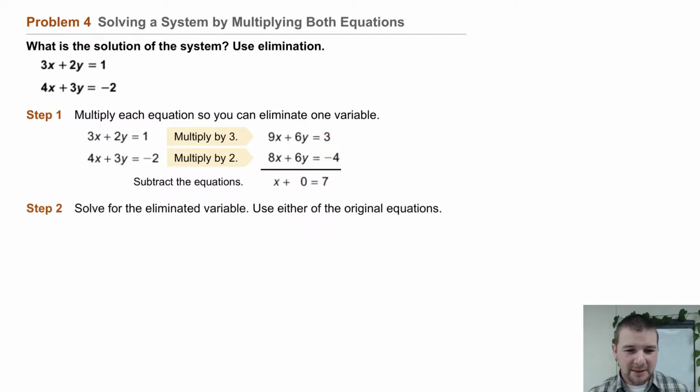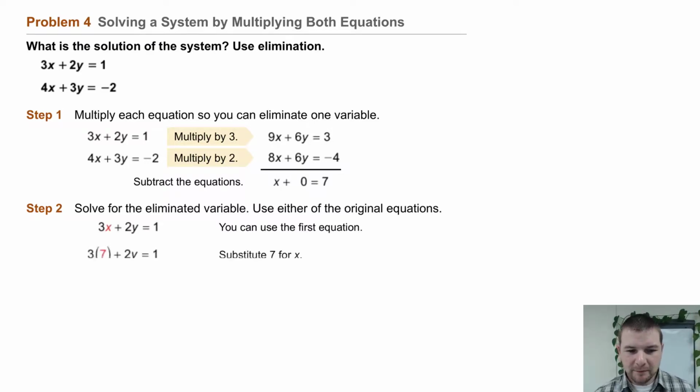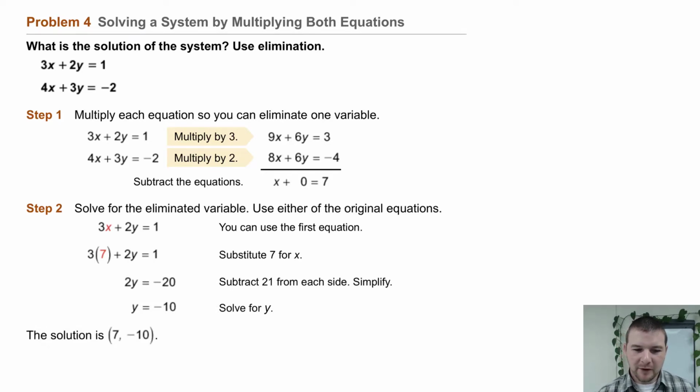Now that we know the value of x, 7, we're going to solve for the eliminated variable, y. We'll use either of the original equations. In this case, we'll use the first equation. 3x plus 2y equals 1, so 3 times 7 plus 2y equals 1. Solving for y, we find y equals negative 10. Therefore, the solution is 7, negative 10.